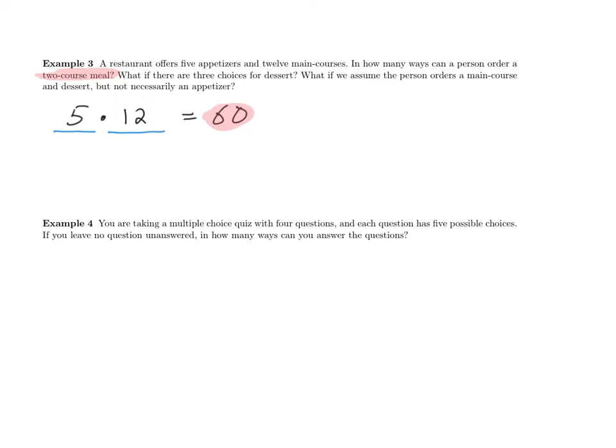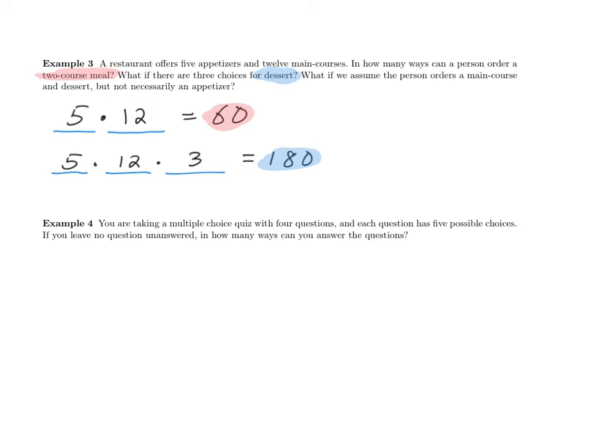Well, this time, let's see. There are appetizers, the main course, and then dessert. And if we're choosing one from each category, that's 5 for the first, that is 12 for the second, and then 3 for dessert. So here, the product of these three numbers is 3 times 60. That is 180 possible combinations. So for this question, the answer is 180.